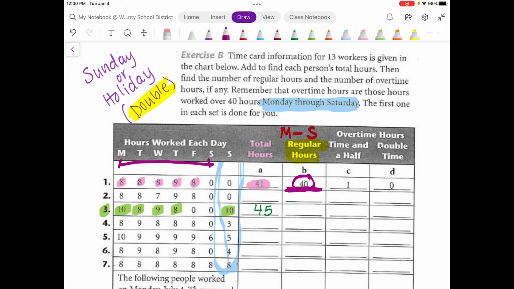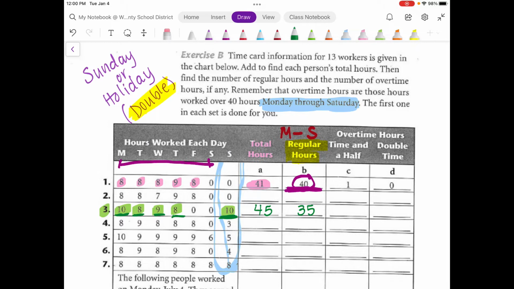So in the example that I'm doing on number 3 here, the only ones that are regular hours in this case are these first 4, okay? Those are the only ones because this 10 is technically on a Sunday, so it's no longer considered regular. So if I subtract that 10, that doesn't count. I really have 35 regular hours on that one, okay?